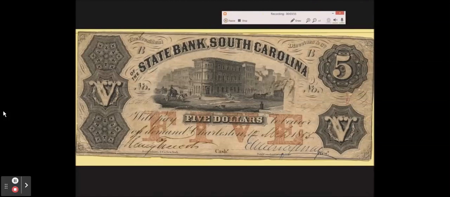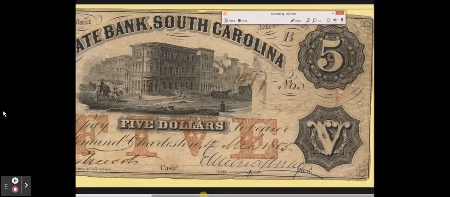So this is from the Bank of South Carolina. I'd just like to zoom in on this part. And so here's the year 1855. And on this note, you can see that the 55 is written with pen and ink. So that's generally how the system worked. It started with 18, and then they would write the year, and I guess the month.